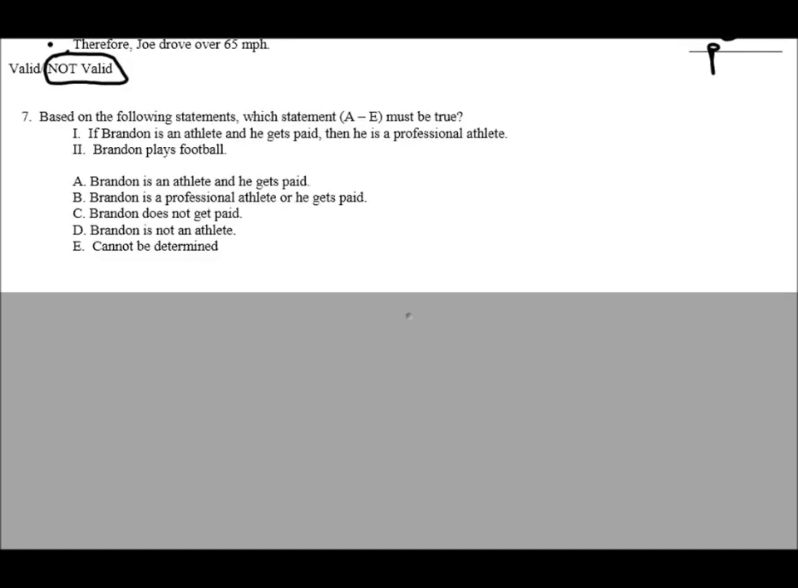Okay, and last example, I'd like for you to try number 7. Pause the video to see if you get the same answer I do. Number 7 is E, we cannot determine, because we have if Brandon is an athlete and he gets paid, that will be our P, Brandon being an athlete and getting paid. Then he is a professional athlete, that's our Q. And the first conditional statement you have, that's always going to be P then Q. Everything else follows from that original P then Q.